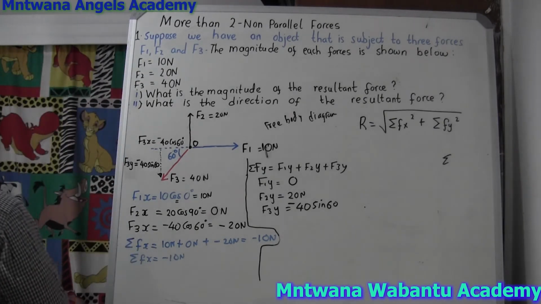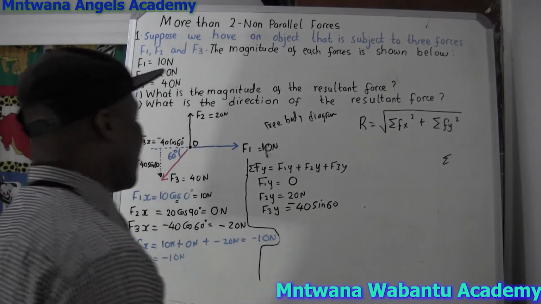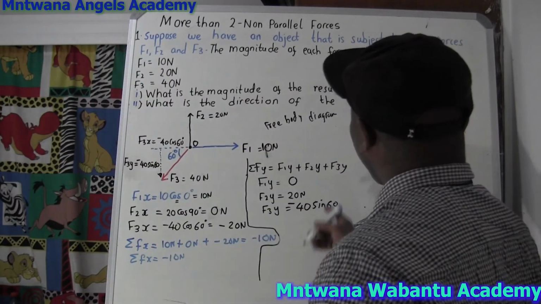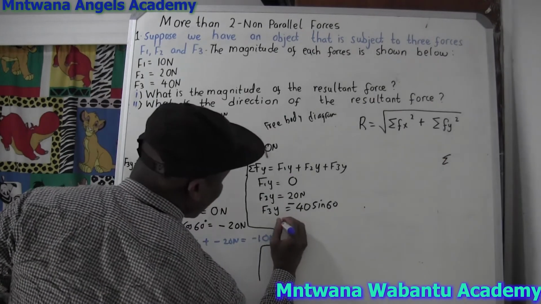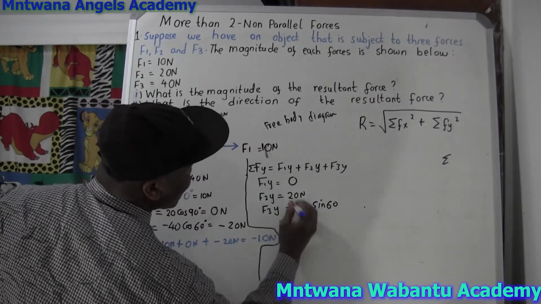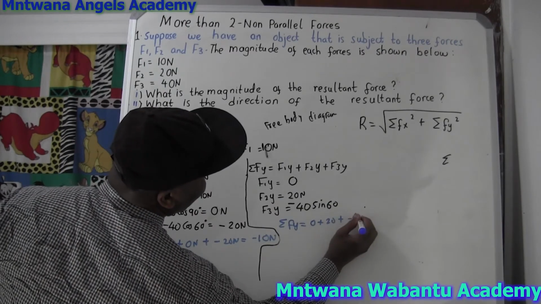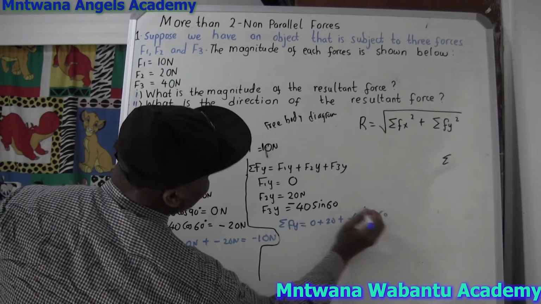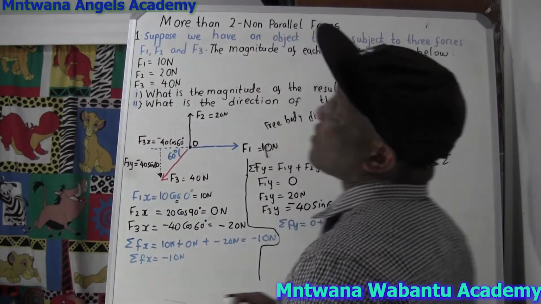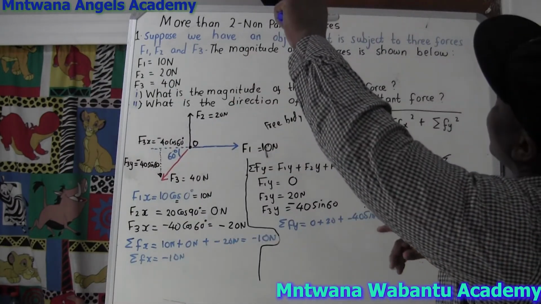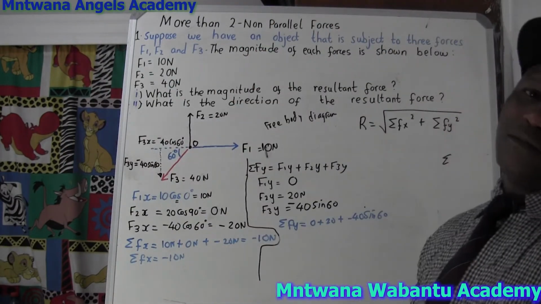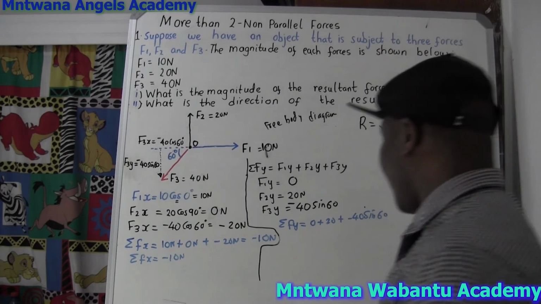So now we say we want to get the summation. Summation of fy equals 0 plus 20 plus negative 40 sine of 60. But what's sine of 60? Sine of 30 is equal to half, so sine of 60 is equal to root 3 over 2, I think so.